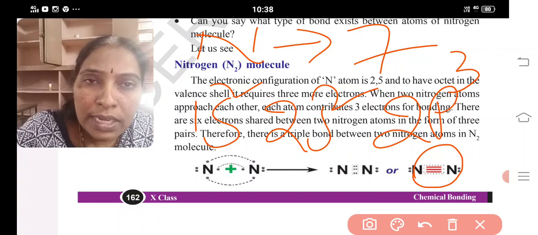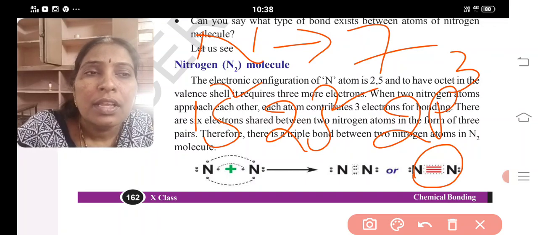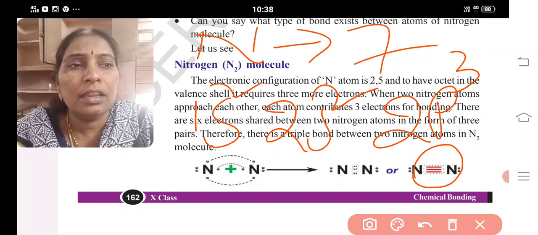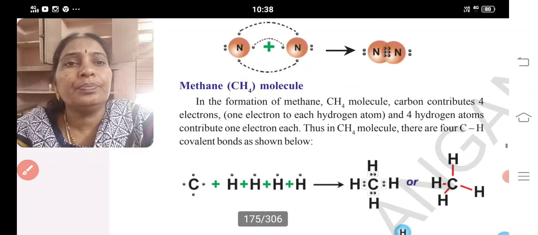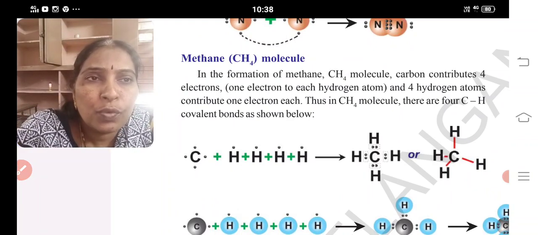If two electrons are shared, it is a double bond. If three electrons are shared, it is a triple bond. And if one electron is shared, it is an example of a single bond. Okay, children? Now methane. The methane formula is CH4.